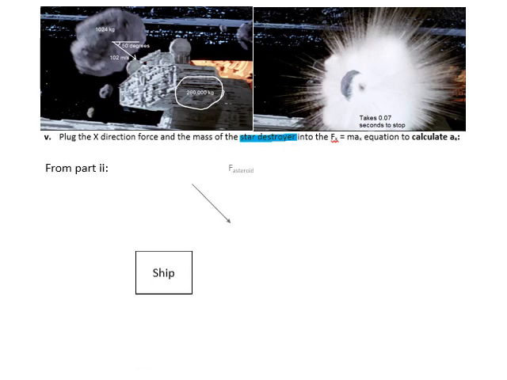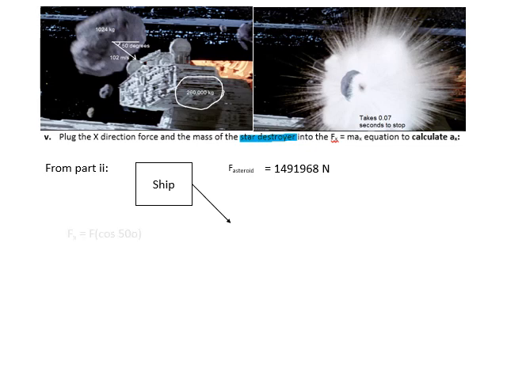So there's our free body diagram from part 2. We know that the force from the asteroid at that angle, that 50-degree angle, is about 1.5 million newtons, 1.49 million newtons. We want to multiply that by an angle of 50 degrees. I'm sorry, I forgot to move my degree symbol up to the superscript there, but that's okay. We need to multiply it by cosine of 50 degrees is what I'm trying to say there.